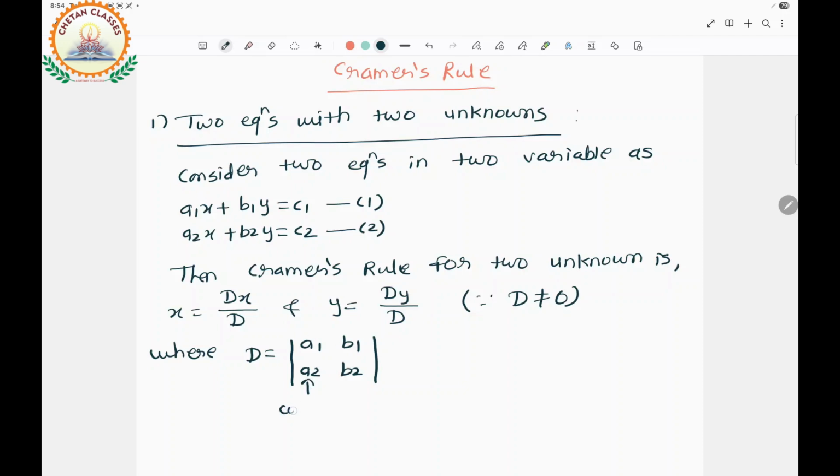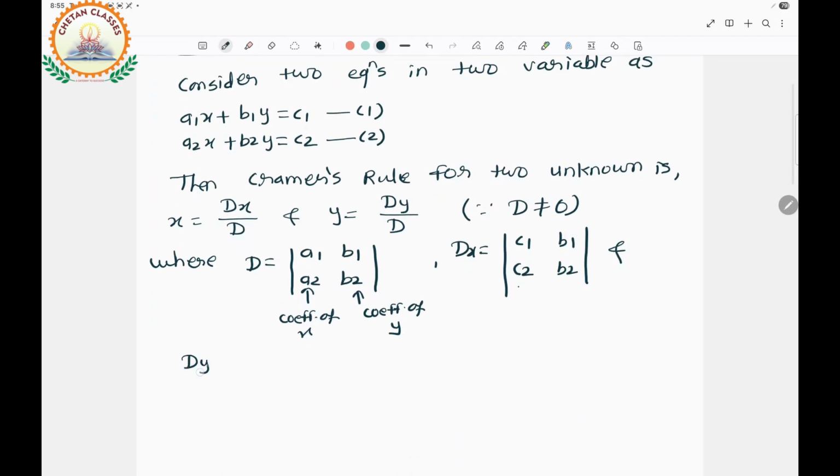First column is the coefficient of x and second column is coefficient of y. Now dx is equal to c1, c2, b1, b2. It means in first column we put the constants and second column as it is, and dy is equal to, here first column as it is a1, a2 and constants put in second column. Okay, similarly in three equations with three unknowns.